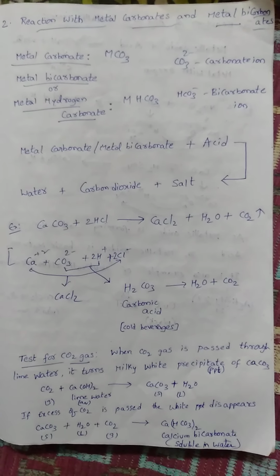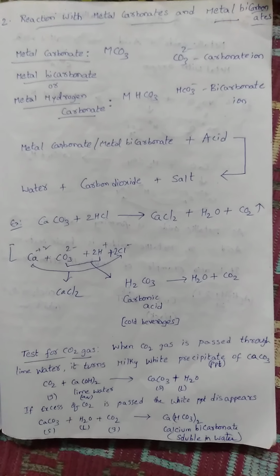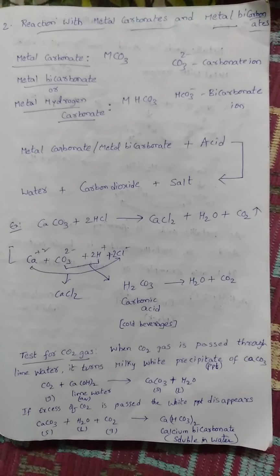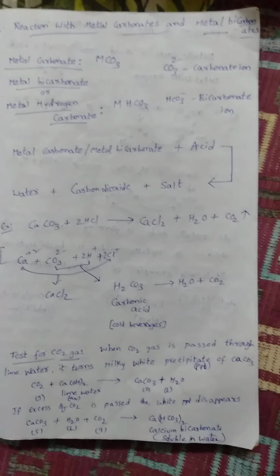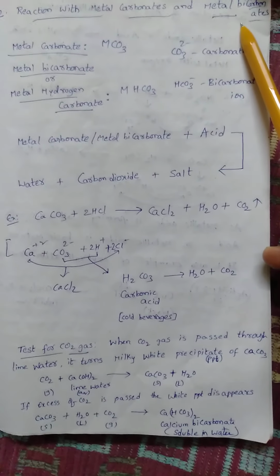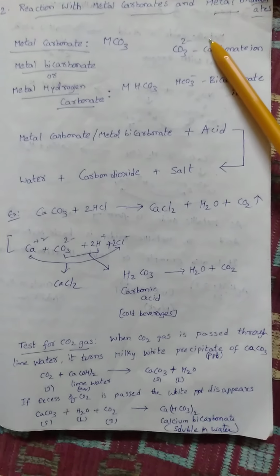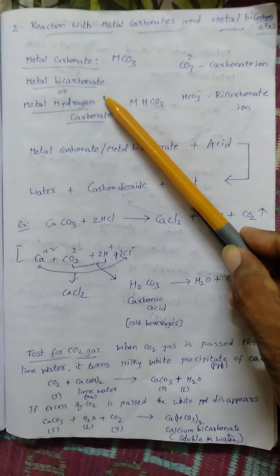Today we are going to discuss the properties of acids. The second property we are going to discuss is the reaction of acid with metal carbonates and bicarbonates. Before proceeding into this main topic, we have to learn what carbonates and bicarbonates mean.